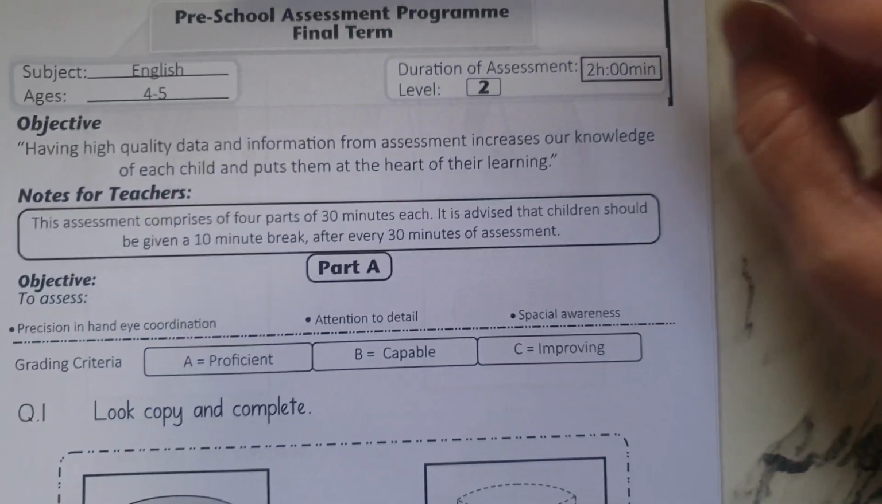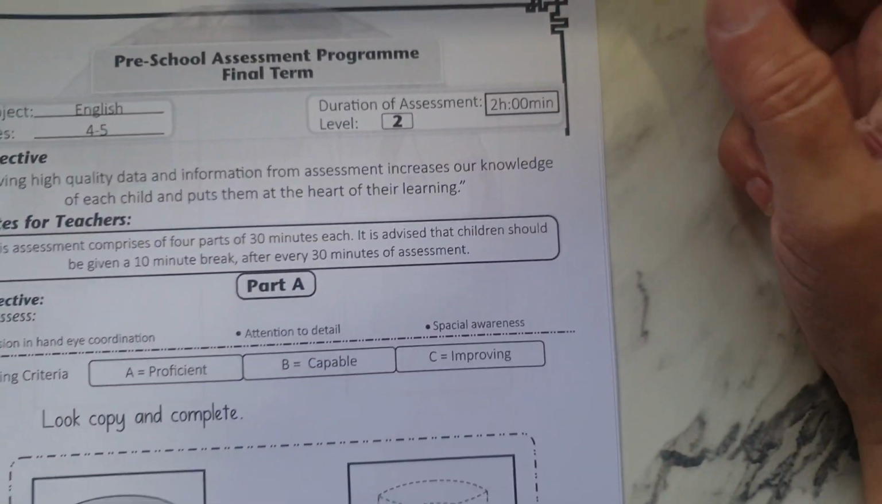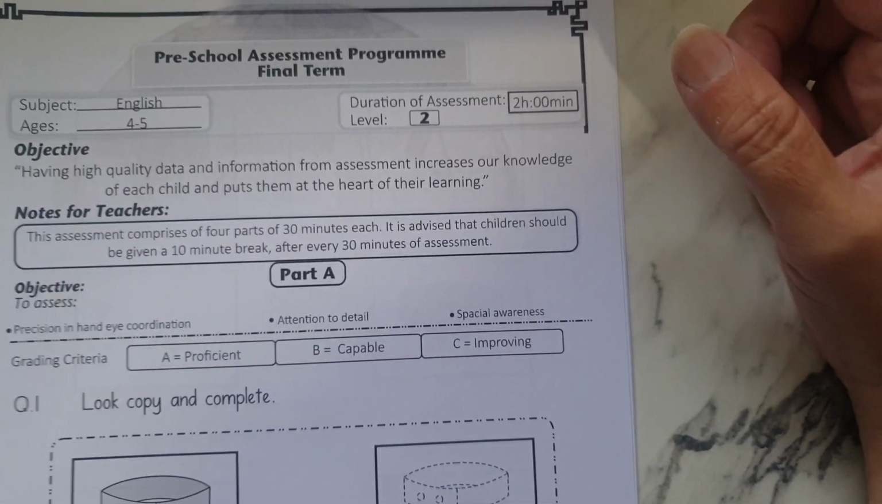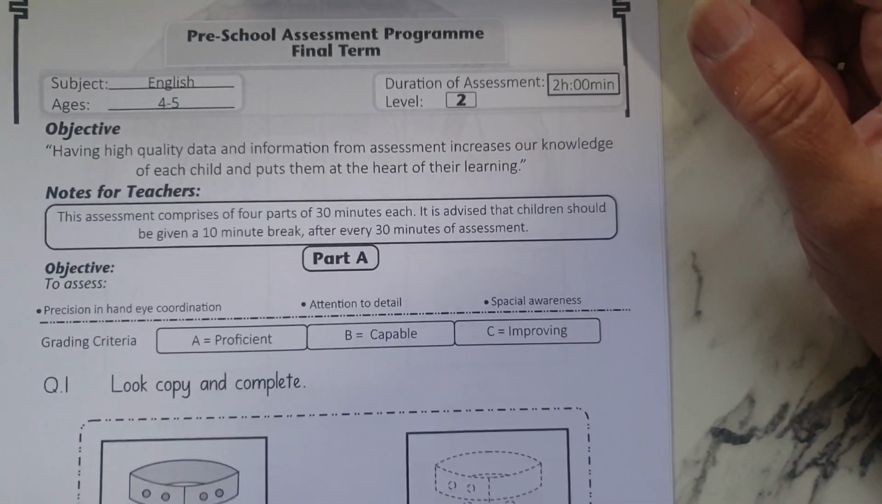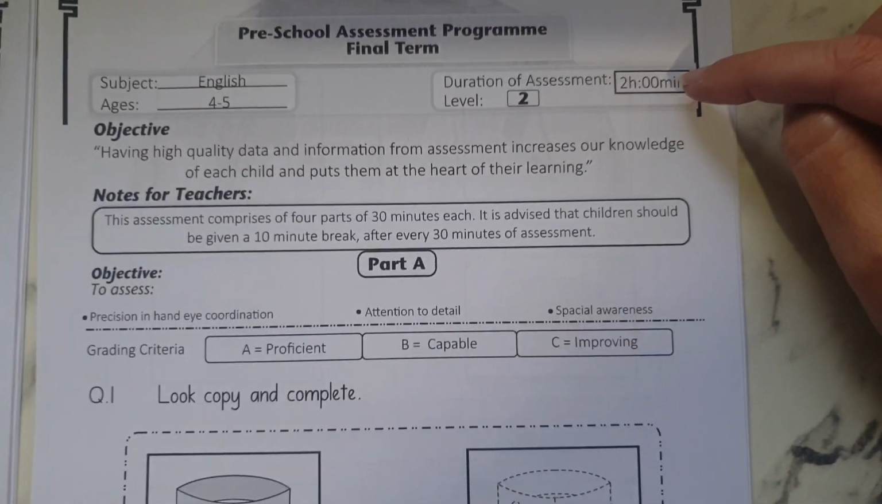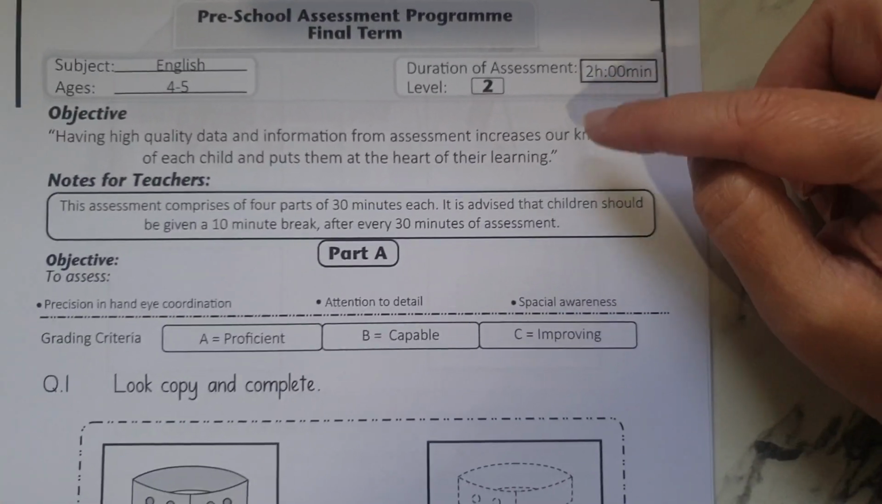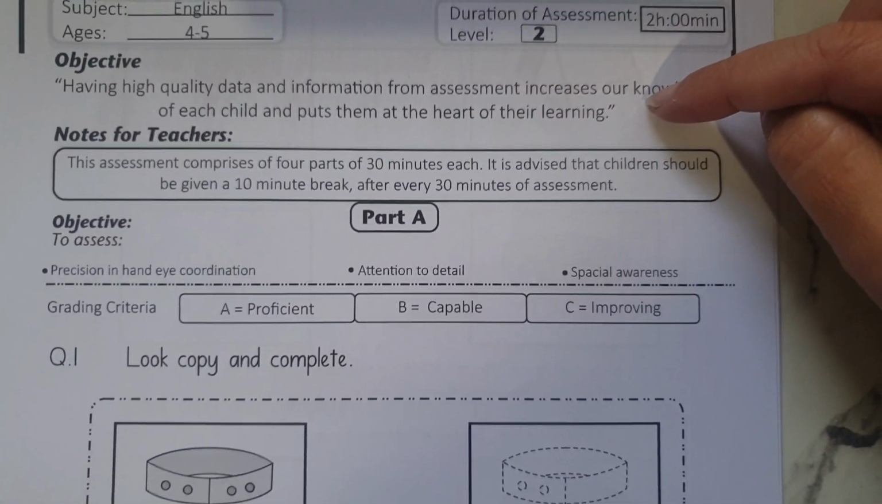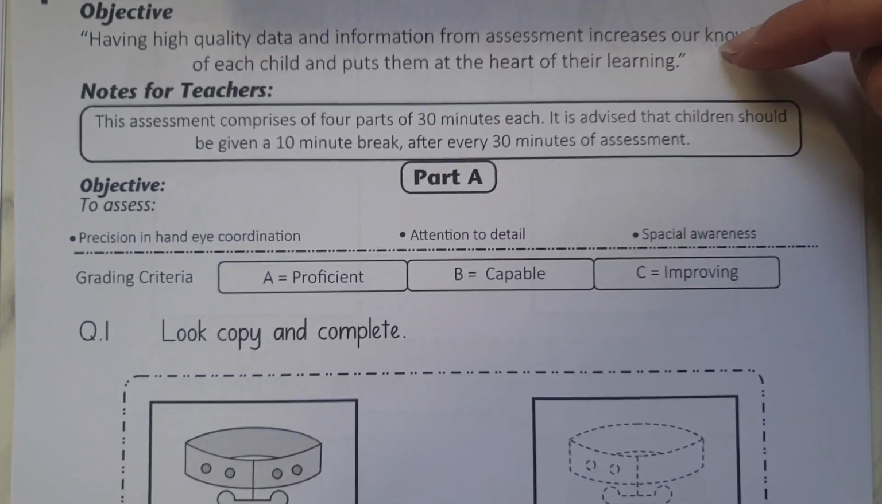And this is level 2 nursery, you can call it nursery, age 4 or 5, ECD 2, level 2, whatever you call it in your school. The time is again 2 hours. Objective, I read it first in my first video, but I'm reading it again.